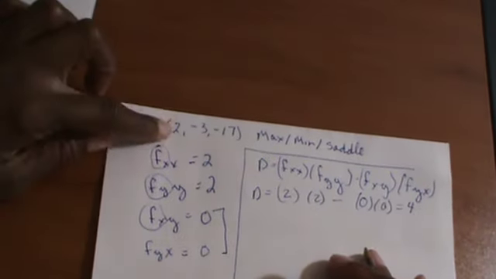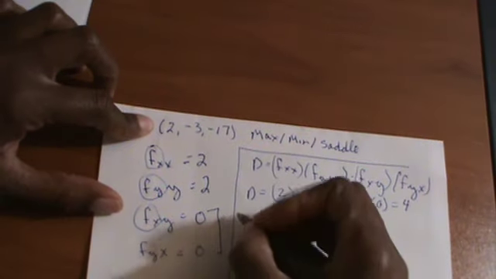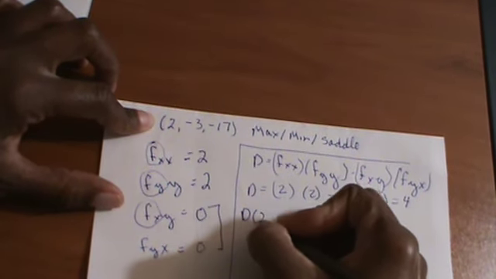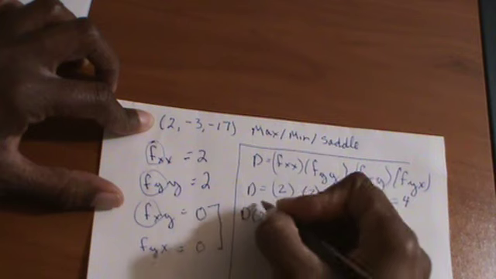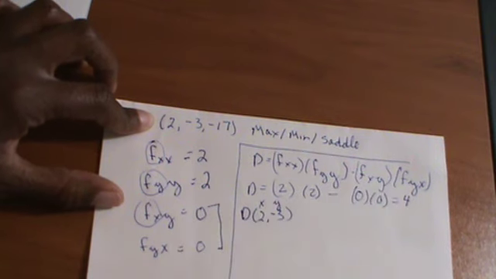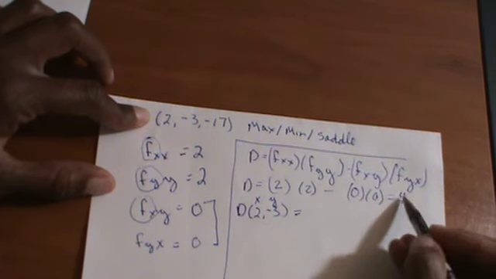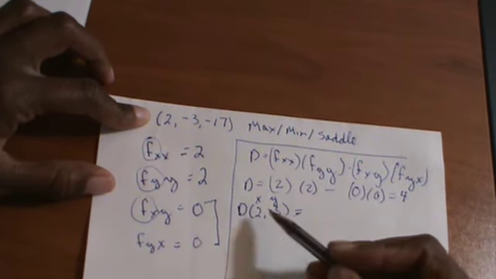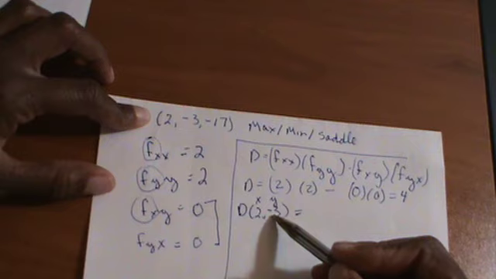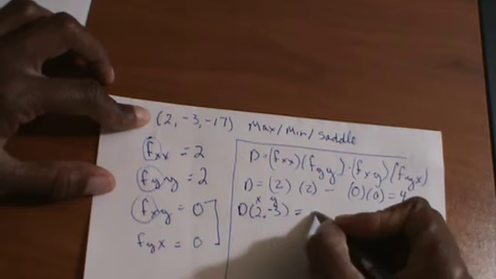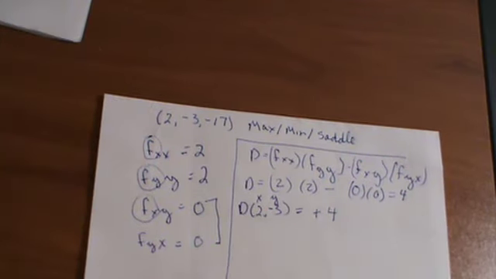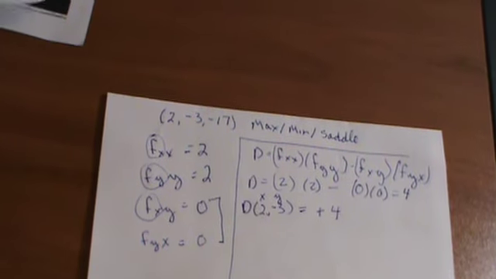So you're trying to test out what's happening at this point. So you're going to write D of (2, -3), and you'll only use the x and the y, you won't use the z with the D-test. All right, so here's the problem. It's just 4, there's nowhere to plug the 2, there's nowhere to plug the -3. D is consistently going to be positive 4.